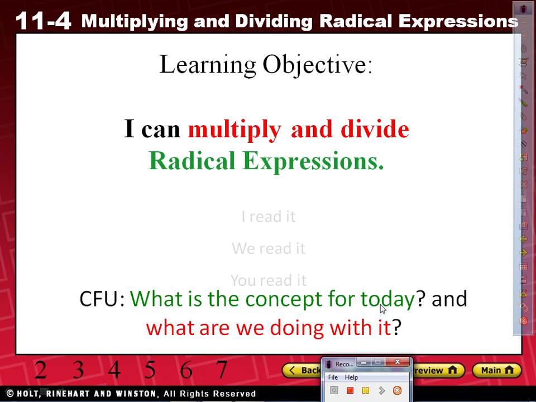All right, here we go. Our objective for today: I can multiply and divide radical expressions. Let's read it together. 1, 2, 3. I can multiply and divide radical expressions.